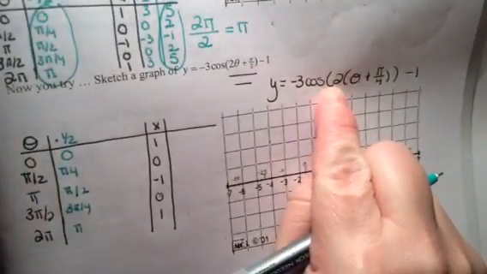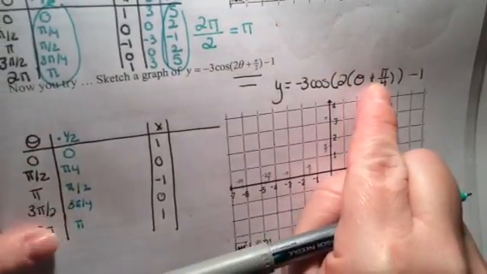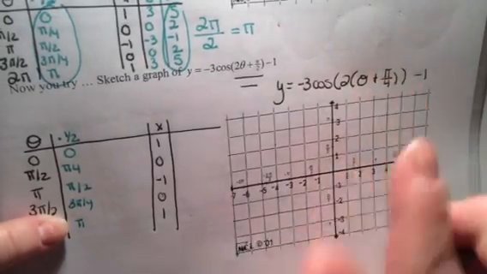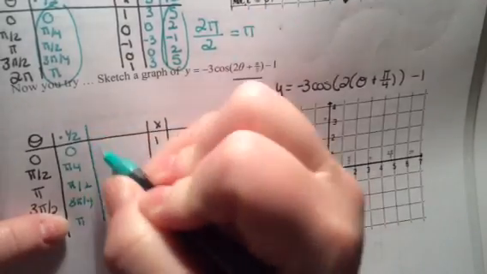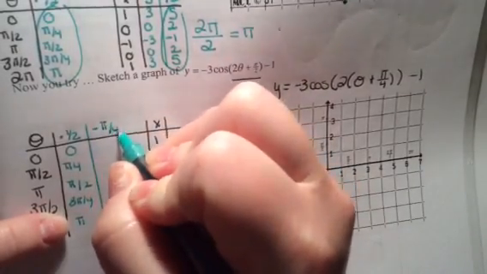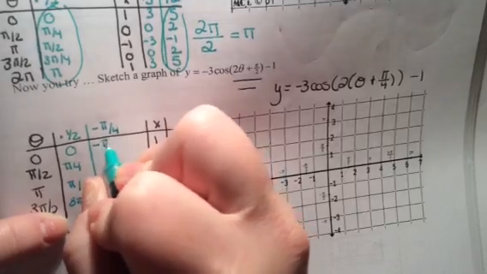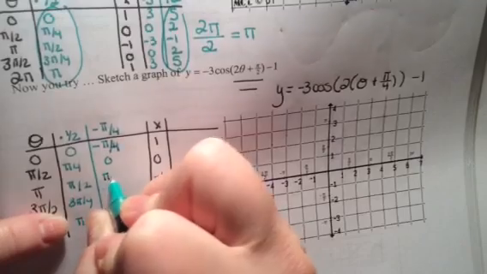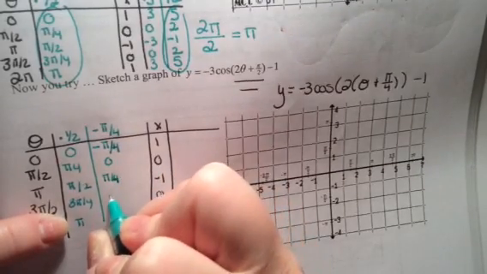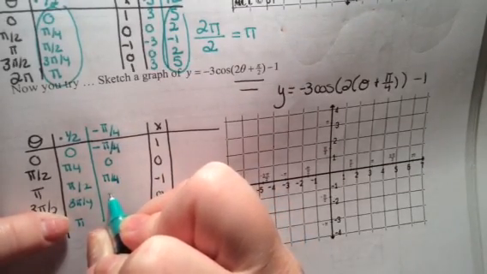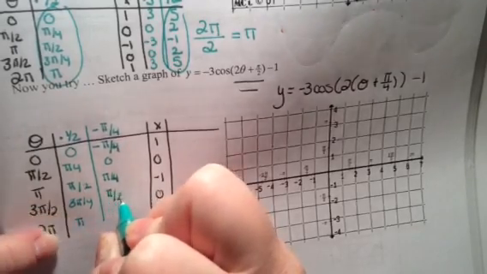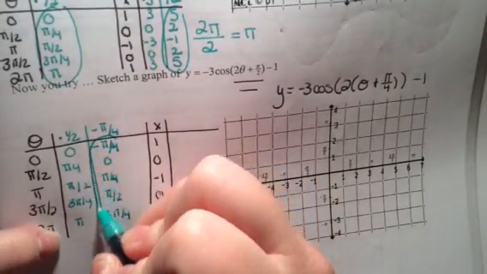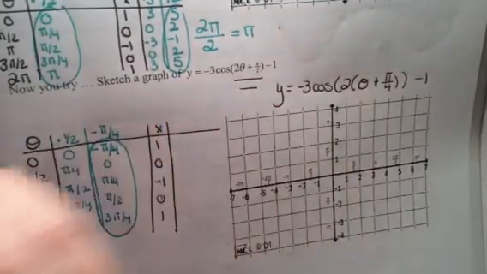So I took care of this 2 on the inside, and then I have to subtract pi over 4. It says plus pi over 4, which means you're moving to the left pi over 4, so you really need to minus pi over 4. It's a girly thing, it's backwards. So negative pi over 4, 0, pi over 4. This is going to become 2 pi over 4, which is really pi over 2, and 3 pi over 4. And I'm going to box these, so I remember that these were my final ones.